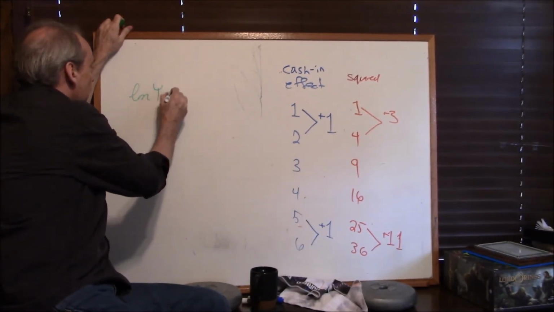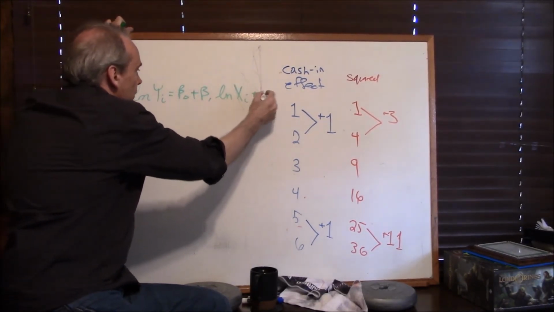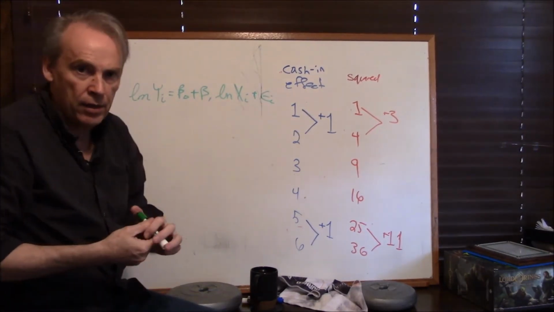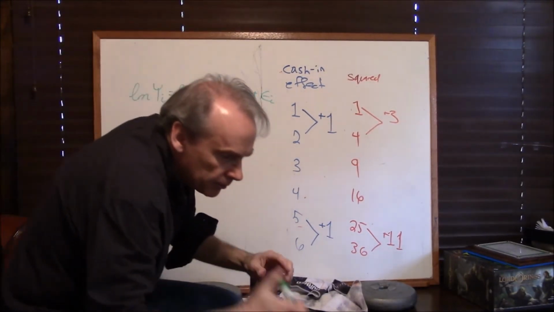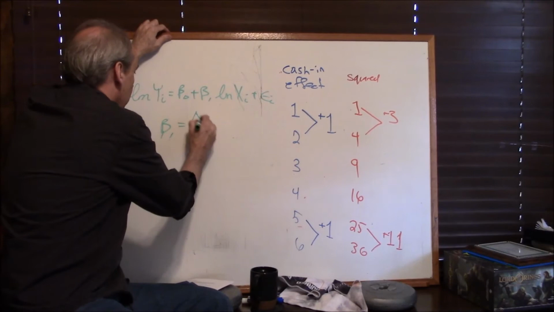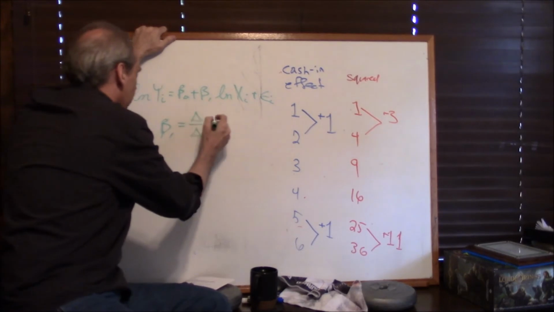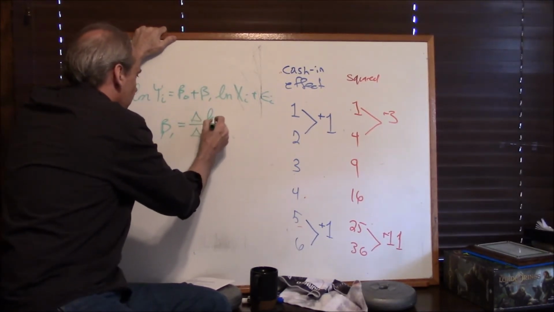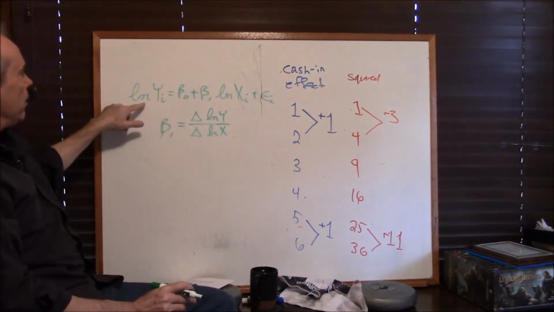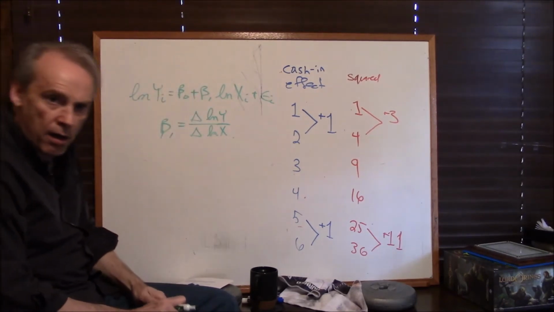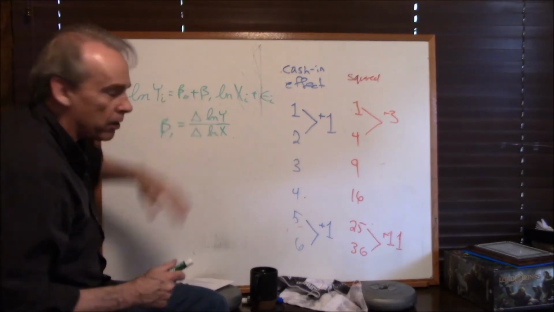Take the natural log of y, and the natural log of x. So now, beta sub 1 is equal to, now before it was the change in y over the change in x, right? That was the slope. Well, now it's the change in the natural log of y divided by the change in the natural log of x, okay? So it's just the exact same thing we had before, except instead of change in y over change in x, you put the natural log symbol in front.